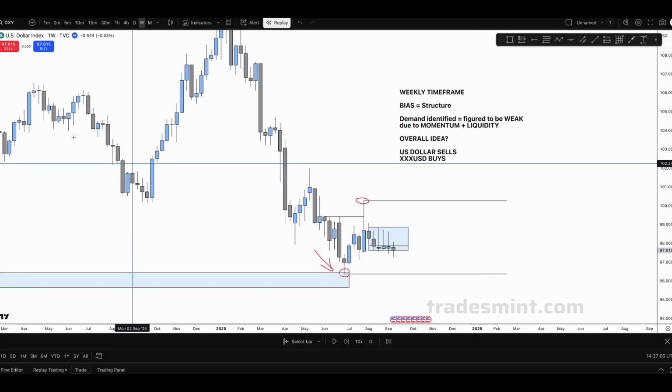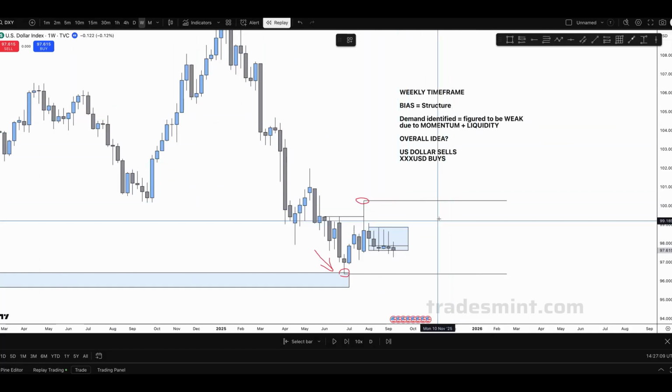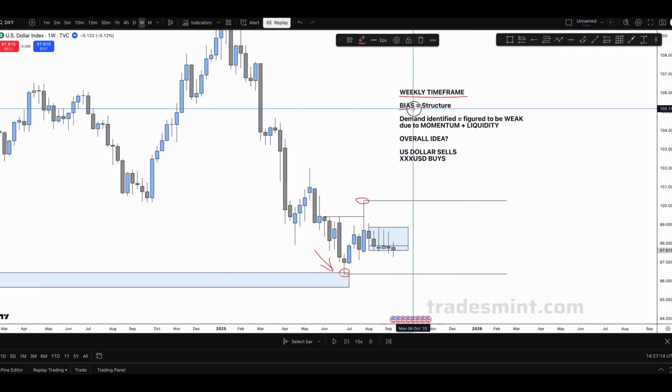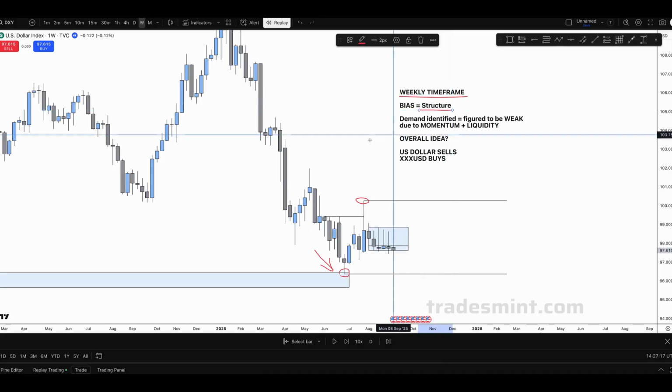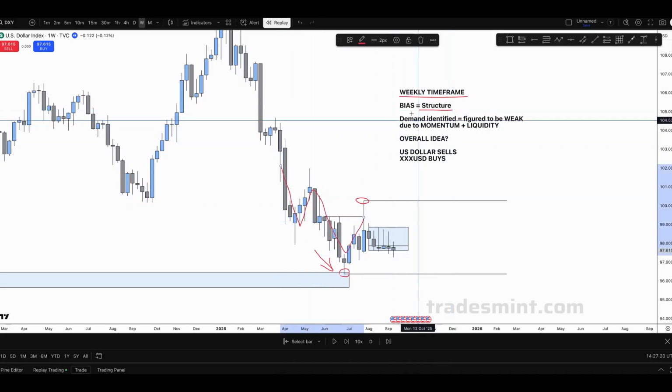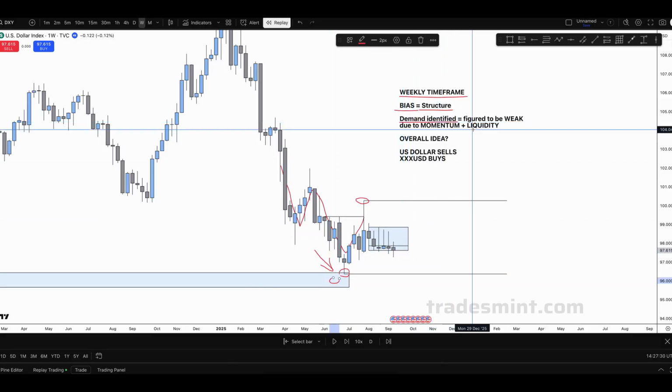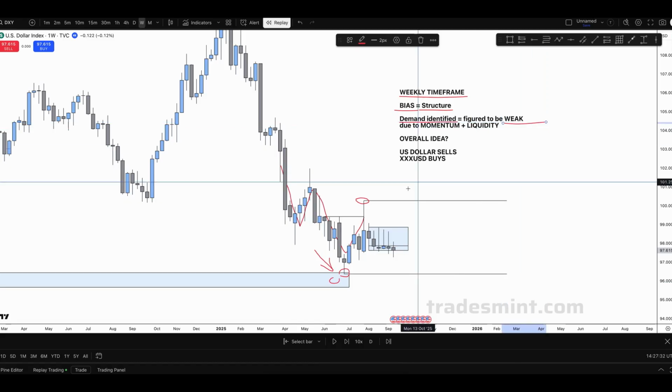And to recap what we've just achieved through creating that weekly range, determining the bias. We began on the weekly time frame here. We used market structure, so the trend direction, lower lows and lower highs, to identify our bias. We looked to the left and identified a demand zone, which is this one just here. We figured this demand is weak due to the momentum.